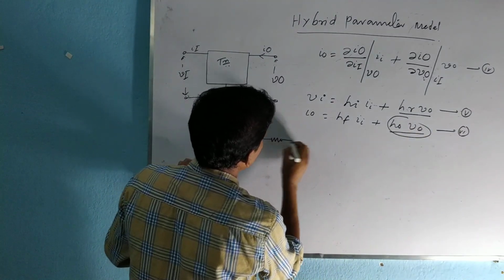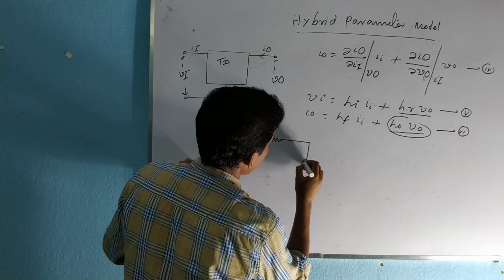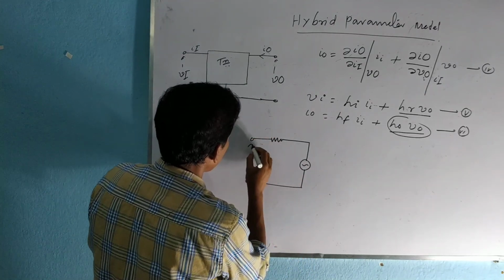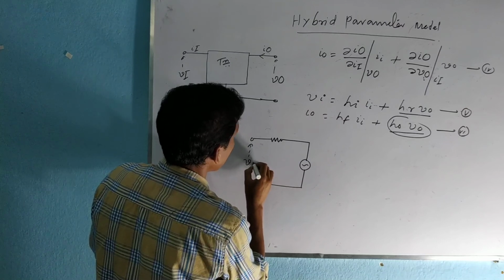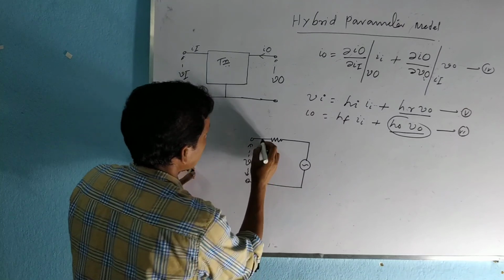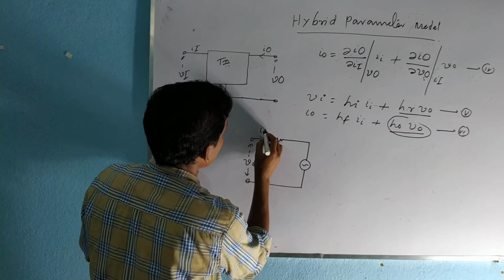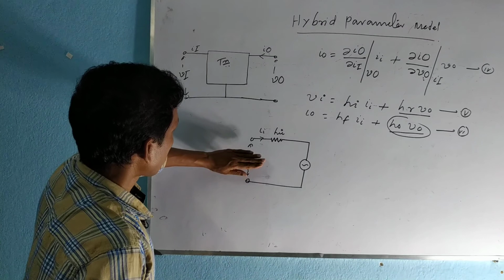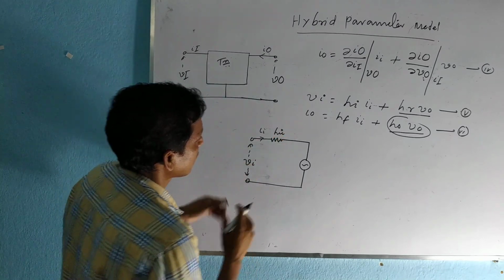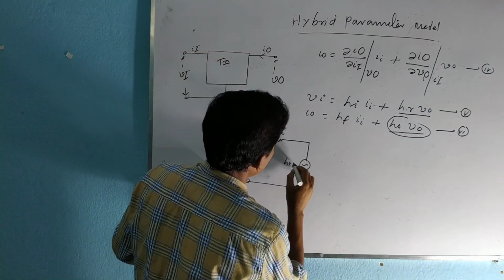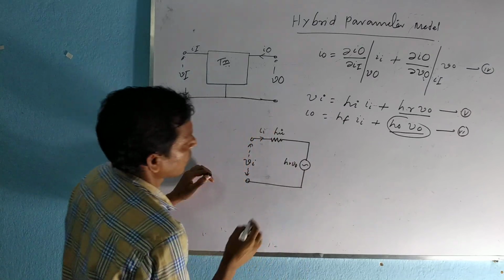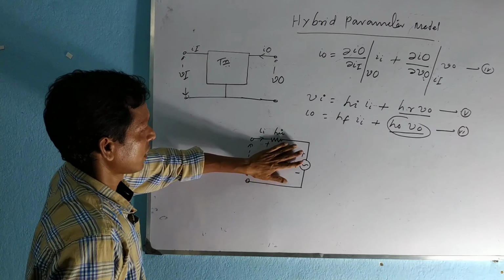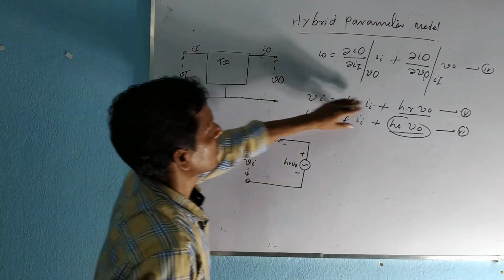This is the input impedance, and there is a voltage source. So this is the input impedance, input voltage, and this is the input current, and this is the voltage source HR VO, plus minus. So this is the circuit diagram from this equation.